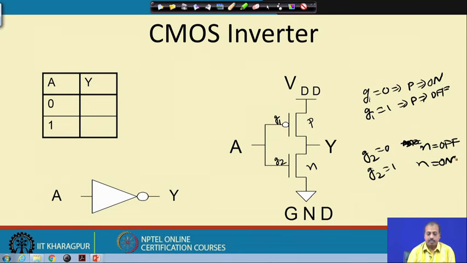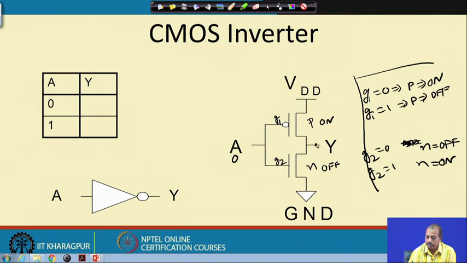Now, let us consider the case where the two gate terminals of this p type transistor and n type transistor are shorted and the input A is applied to both of them. Now, what happens? If A equal to 0, then as per this writing, this transistor is on and this transistor is off. So, the upper transistor is on and the lower transistor is off.